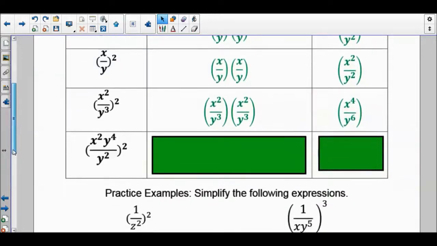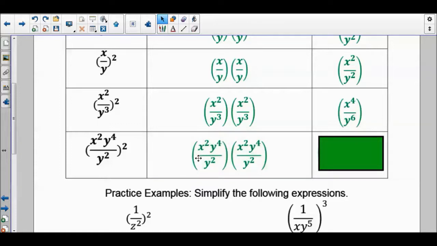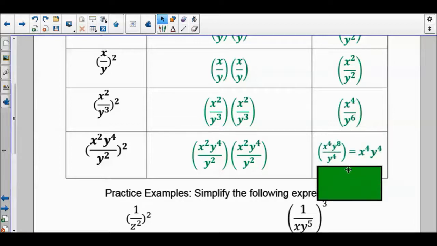The last one is a little bit trickier. We have x to the second, y to the fourth, divided by y to the second power, and it's all being raised to the second power. So we're going to have to multiply this out twice, right? x squared y to the fourth over y squared, times x squared y to the fourth over y squared. So then if you multiply across the top, you're going to get x to the fourth, y to the eighth, because you would add the 2's for the x squareds and get x to the fourth. You add the 4's and you get y to the eighth.